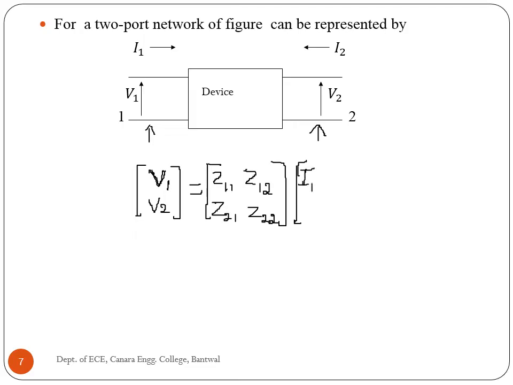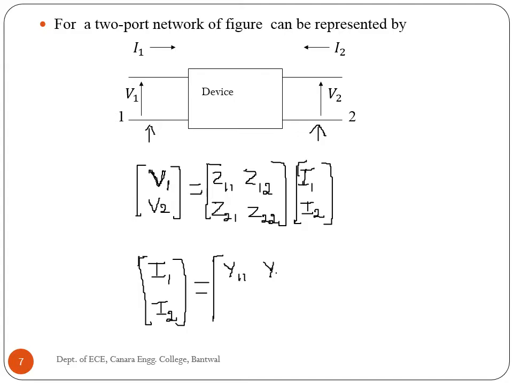I1 and I2. Similarly, Y parameter I1, I2 is determined by current equation Y11, Y12, Y21, Y22. Here V1, V2.